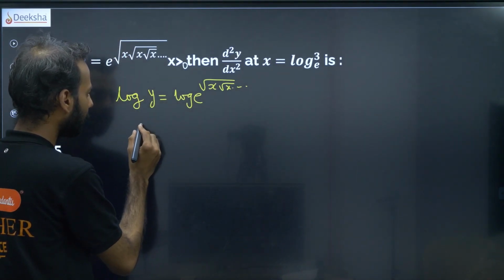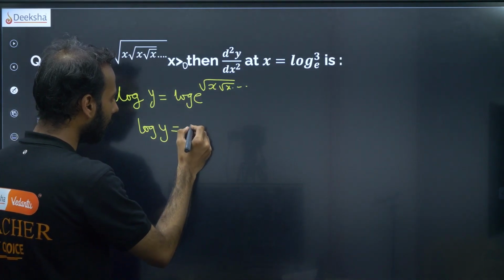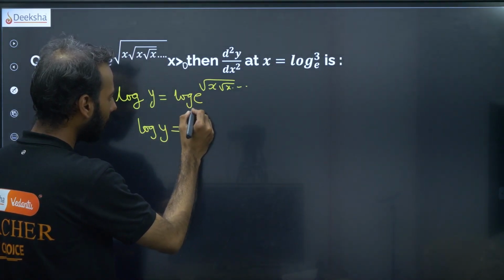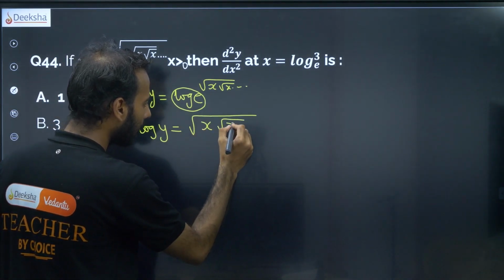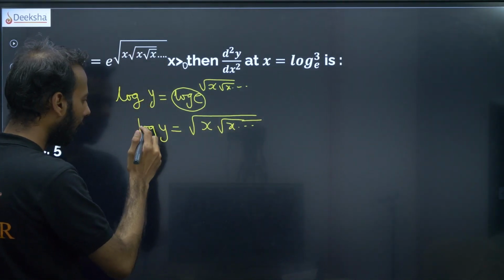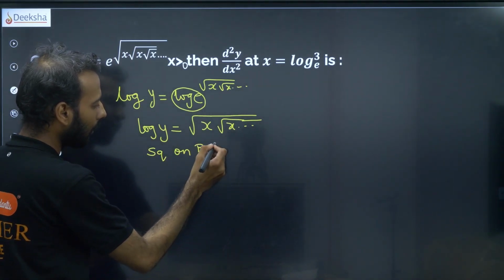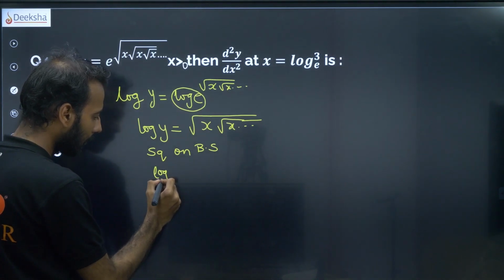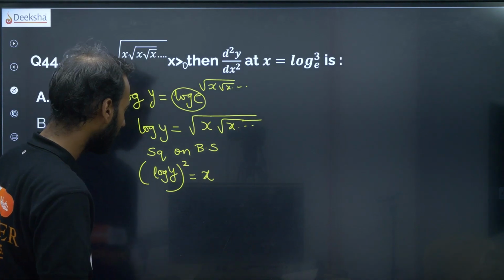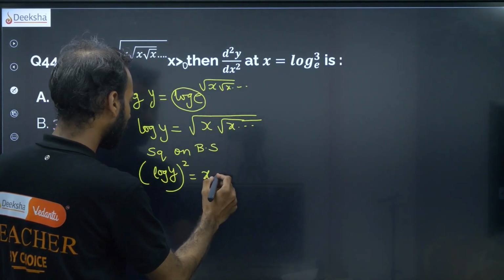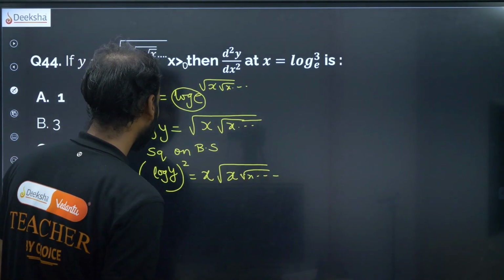So log y is equal to log e raised to root x. Log and e are inverse functions, they will get composed and we are left with root x. Now if I square this, squaring on both sides, log y whole square is equal to x.